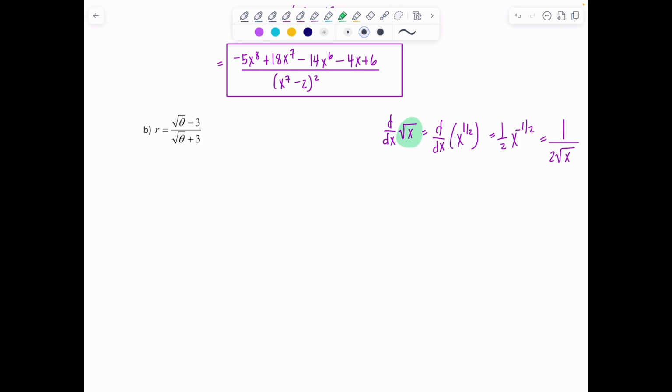If you just remember square root of x's derivative is 1 over 2 square root of x, it'll just save you time. You can cut this out. Unless your teacher's going to get mad at you. I don't know. I hope they don't.